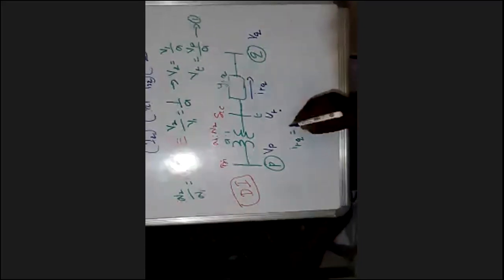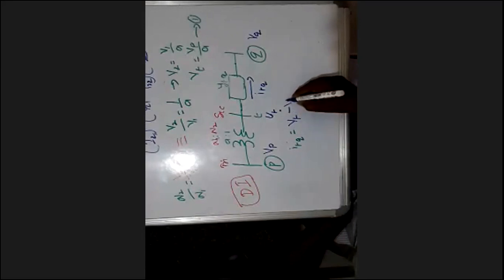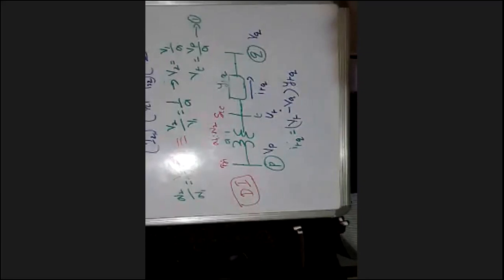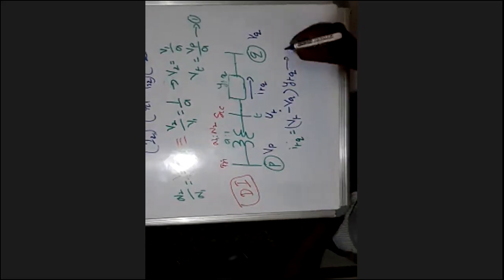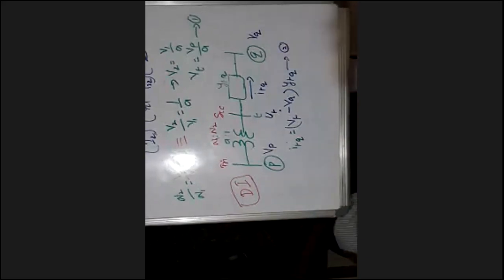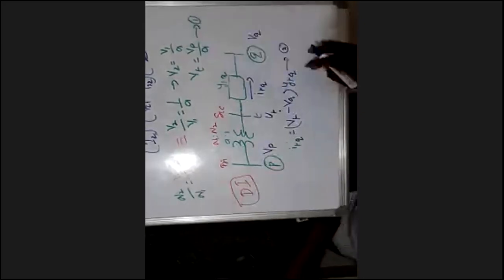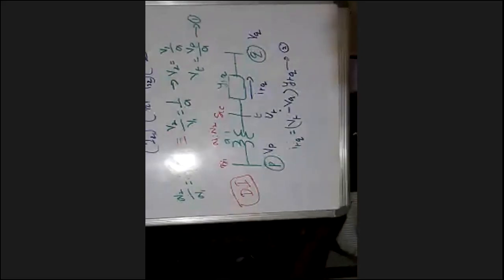Can I write like this? VT minus VQ into YTQ. Can I write? So therefore, this I am taking as equation 2. I have equation 1 and equation 2.